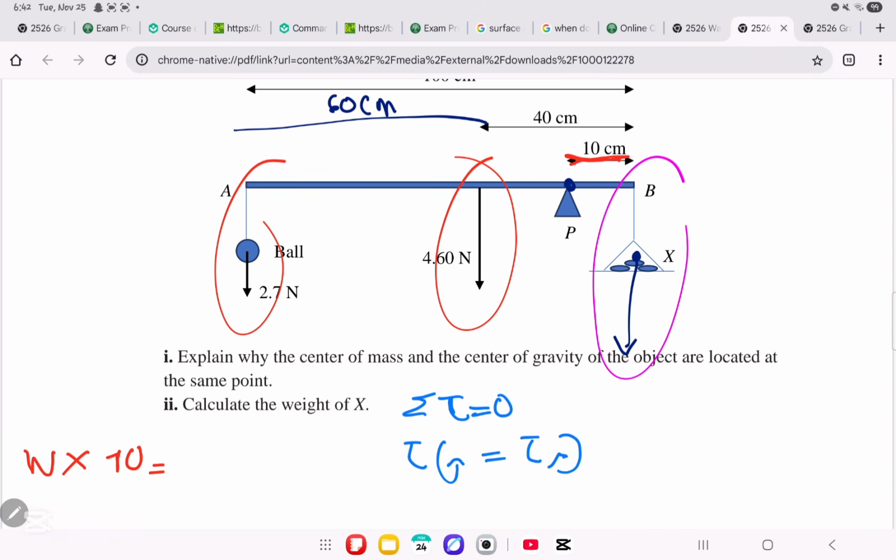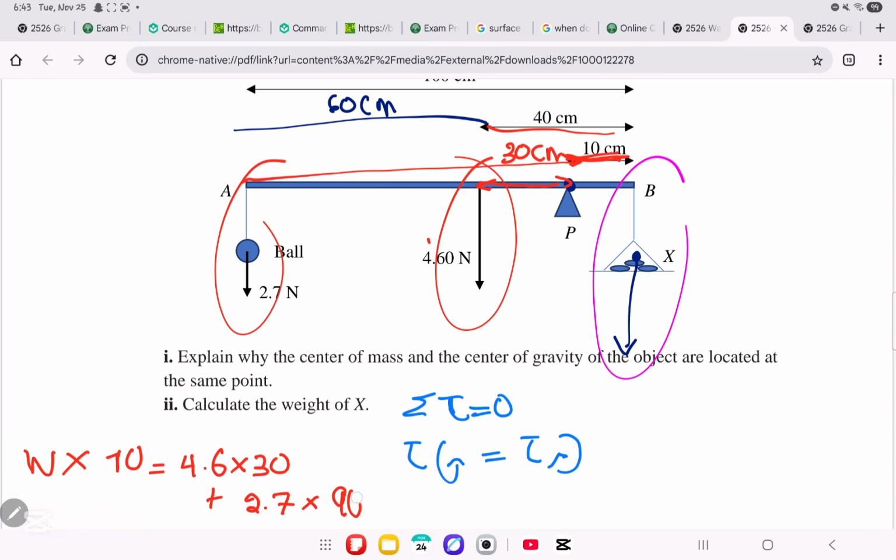Now, the torque counterclockwise, meaning this 4.6 newton multiplied by the perpendicular distance of the force, which is 40 minus 10, which is how much? Which is 30 centimeters. So 4.6 times 30 centimeters plus what? Plus 2.7 newtons multiplied by what? Multiplied by the perpendicular distance till here. So that's going to be 60 plus 30, which is how much?